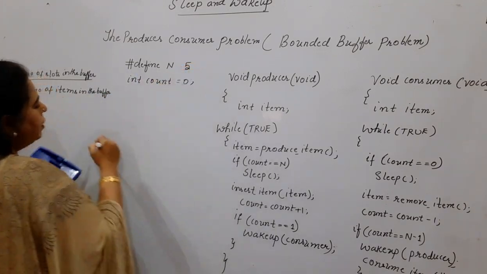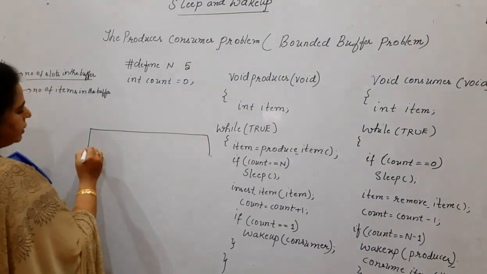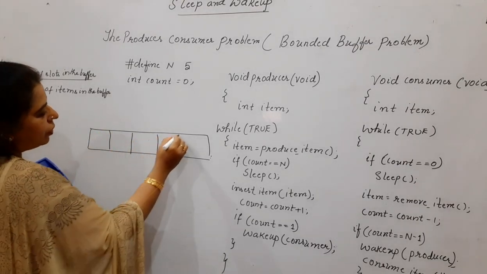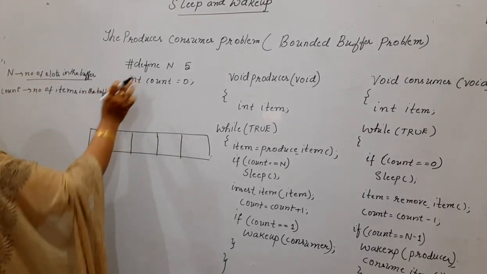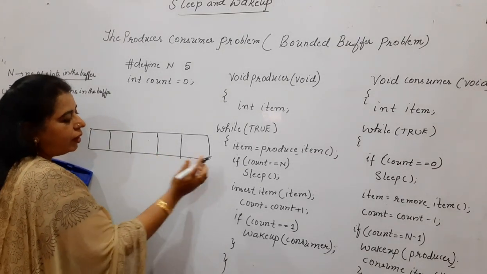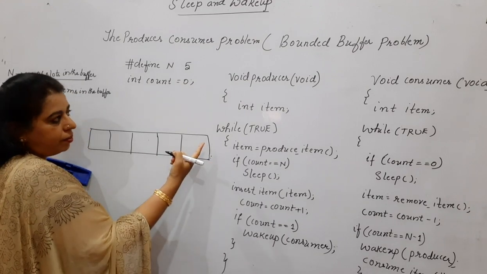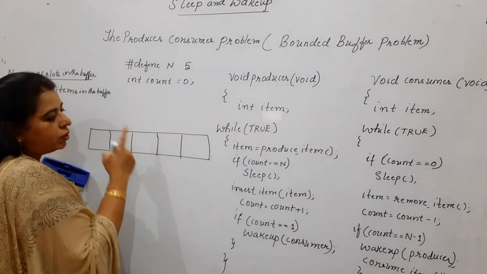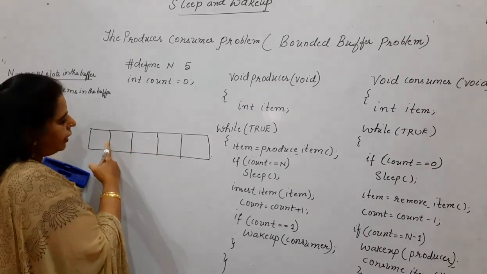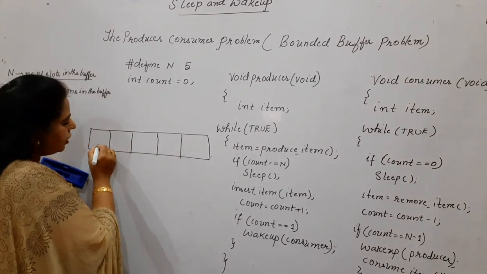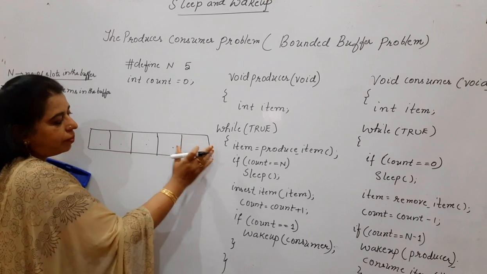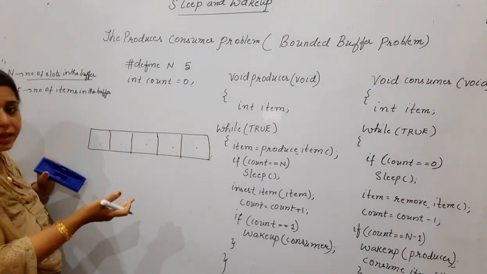Let me make it 5 so that it is easy for you to understand. Now let us take n equal to 5, which means I will have only 5 memory locations in the buffer. Now one thing you remember is that this buffer is shared between the producer and the consumer. So here we have to ensure that when the producer is trying to produce the items, it will fill all the slots. Once all the items get filled up in the buffer, then the producer will not be able to produce further items.